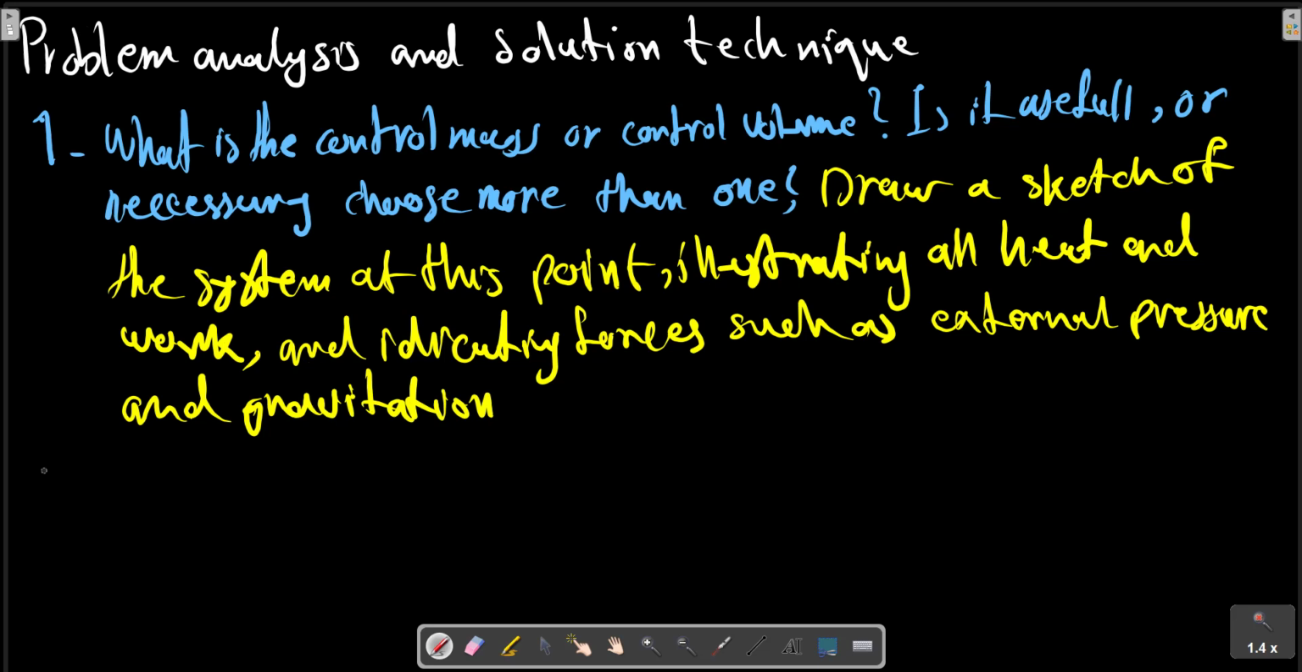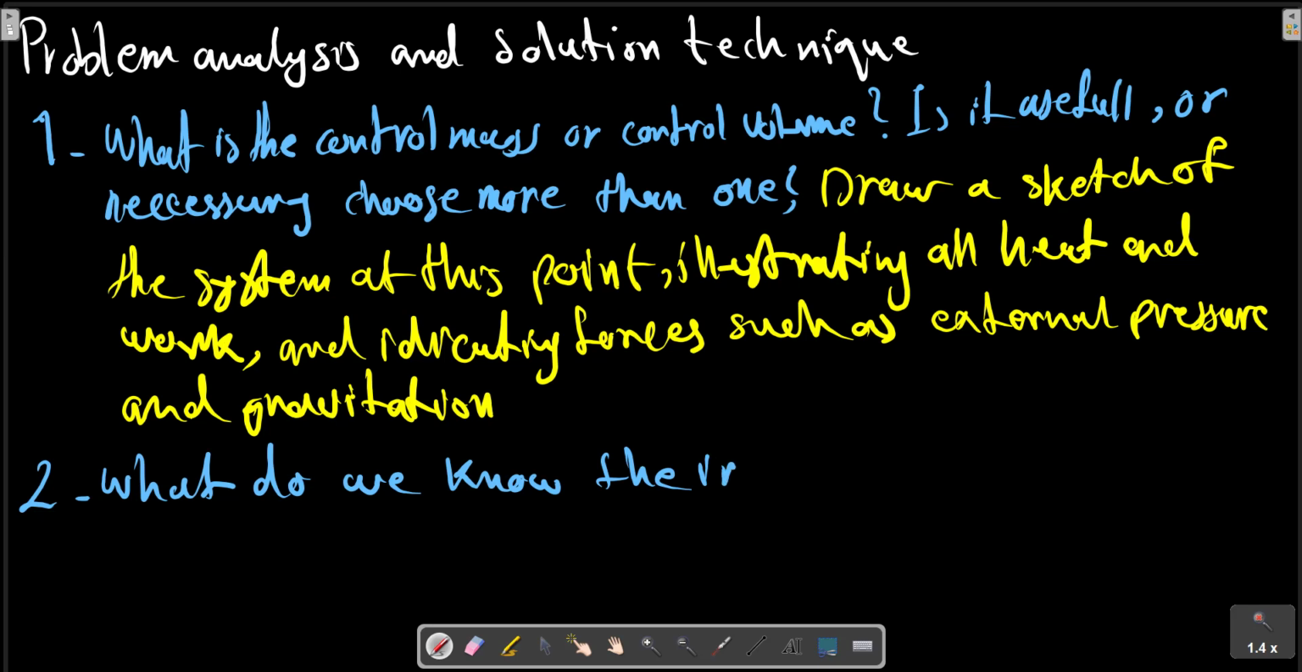The second question, what do we know about the initial state? What do we know about the final state?